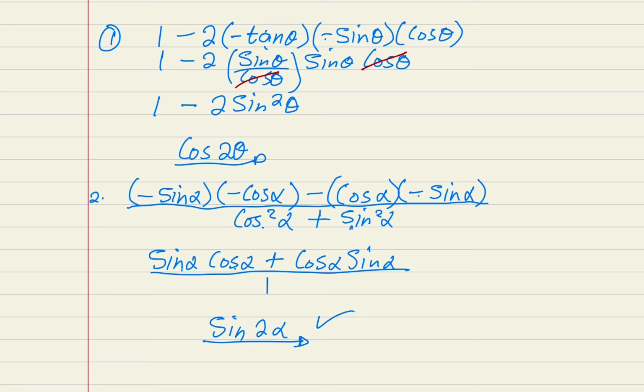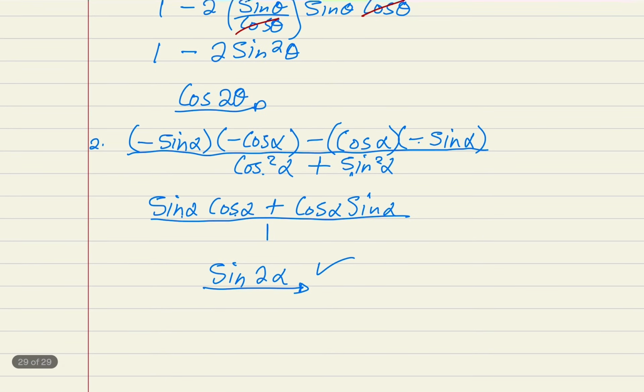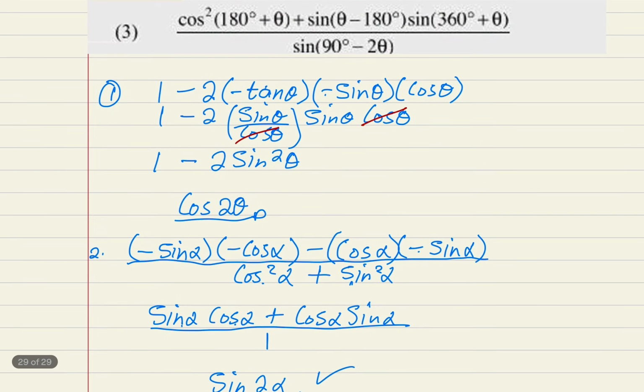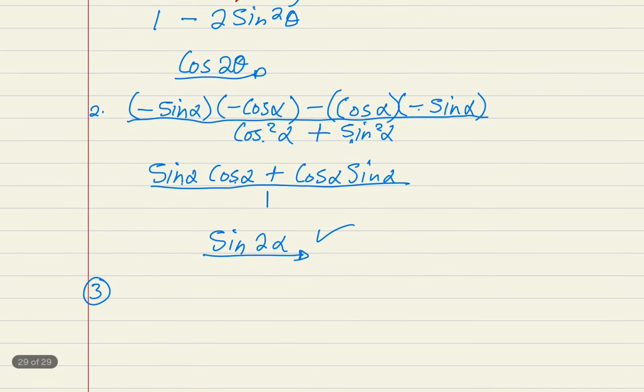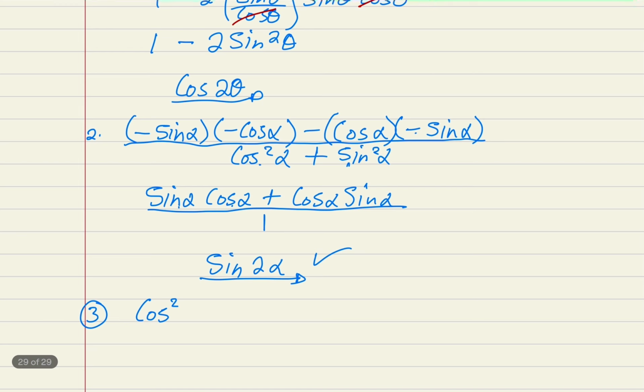Okay, that was number 2. Can we move to number 3? Now, when I check number 3, I have cos squared of 180 plus. 180 plus, it's found in the third quadrant, and it's where cos is negative. But since it's squared, it will be positive. So it will be positive cos squared of theta.